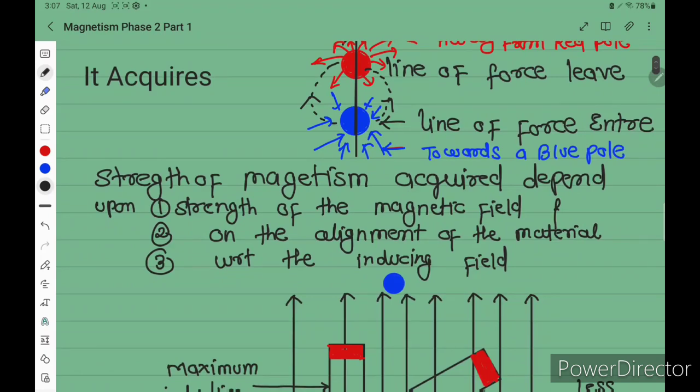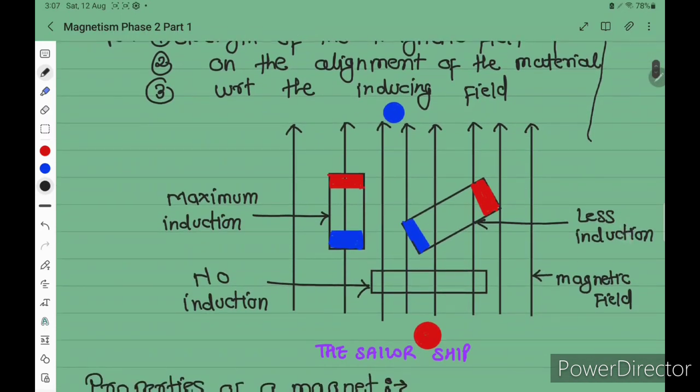The strength of magnetism acquired depends upon the strength of the magnetic field and the alignment of the material with respect to the inducing field. Now let's see this. All these black lines go from red to blue, because this is the earth. On the top it is blue, the north side, and the south side is red. So the line of force goes straight, from red to entering the blue.